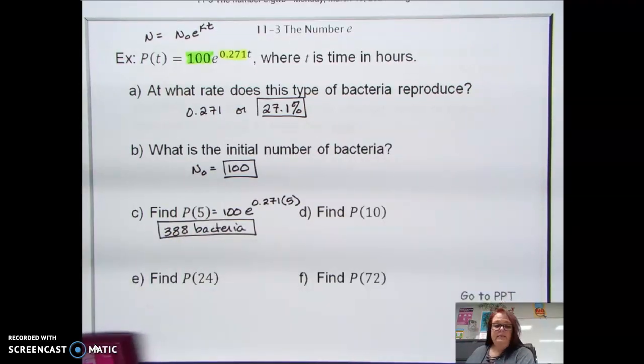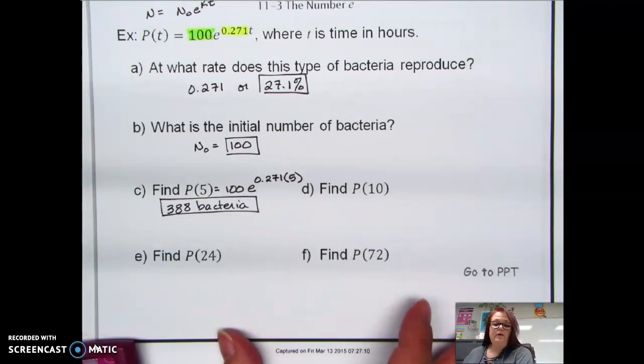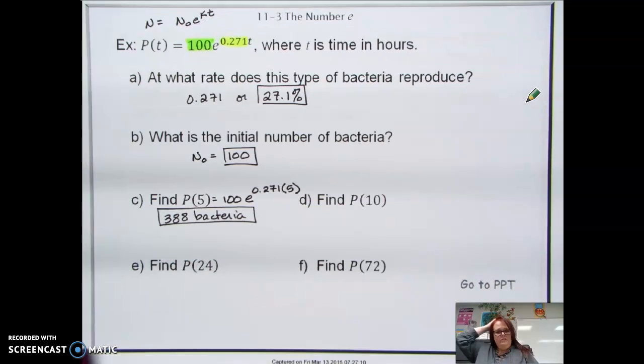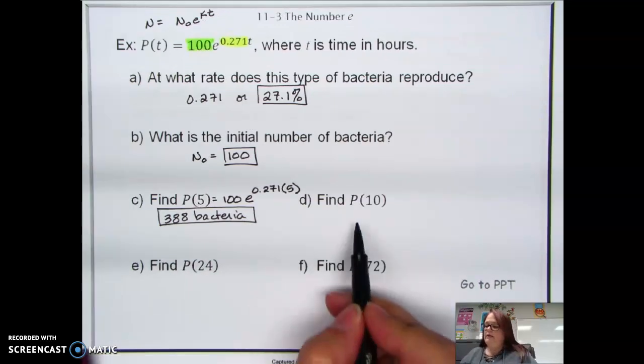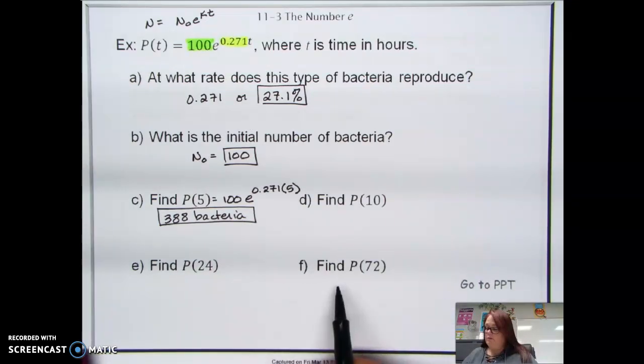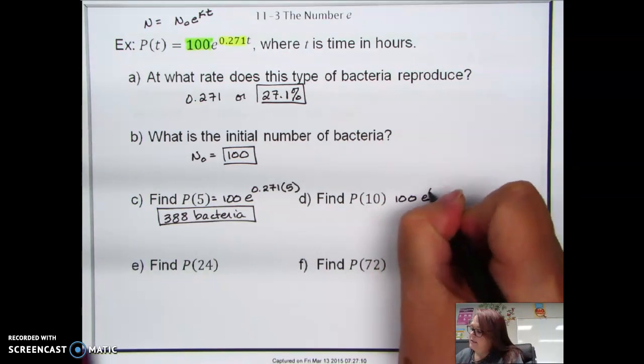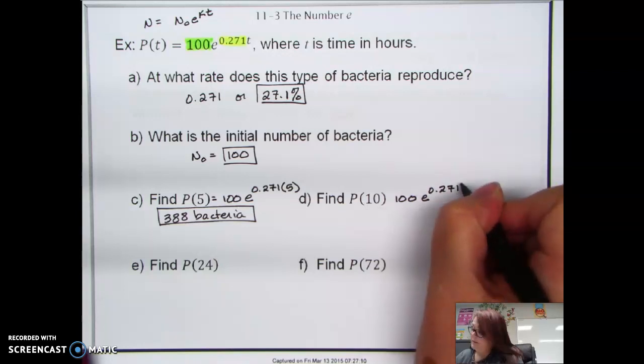So take a moment and pause the video and see if you can find the remaining 3. All right, so I had a little bit of technical difficulties, but hopefully you took a moment to try and find these 3 values. So coming over here, we would have 100 times e to the 0.271 times 10.